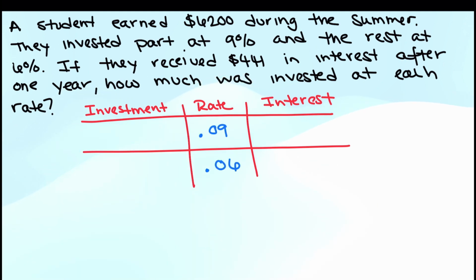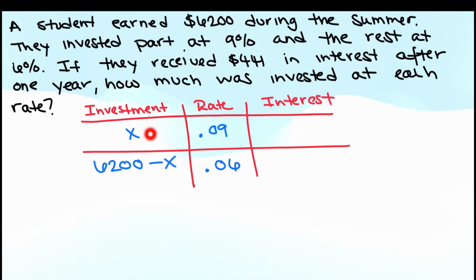I know the interest rates. That's given to me. The 9% account, I'll write 9% as 0.09. 6% account, we'll write that 6% as 0.06. We don't know the amount of either investment. So I can call the first investment x, and then the second investment is whatever's left over from that total.